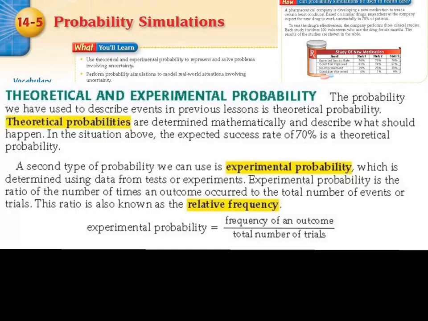A second type of probability we can use is experimental probability, which is determined using data from tests or experiments. Experimental probability is the ratio of the number of times an outcome occurred to the total number of events or trials. This ratio is also known as the relative frequency. So experimental probability is the frequency of an outcome, just like favorable events, over the total number of trials.